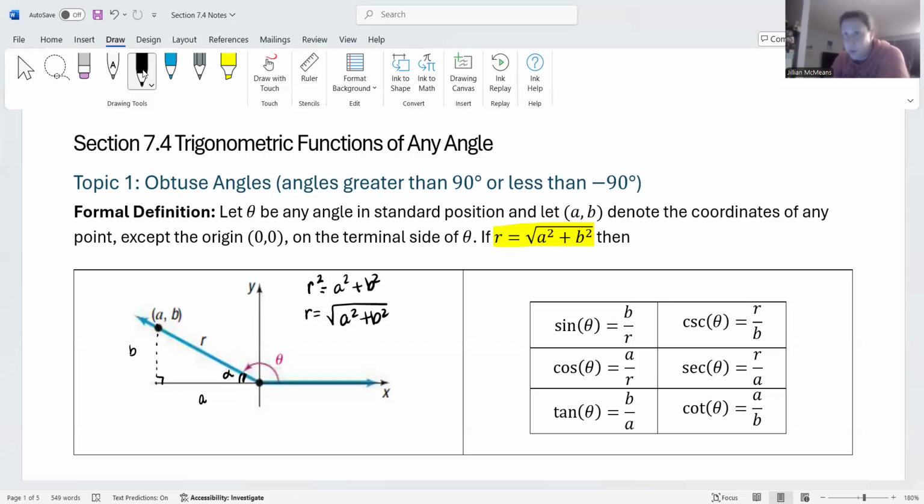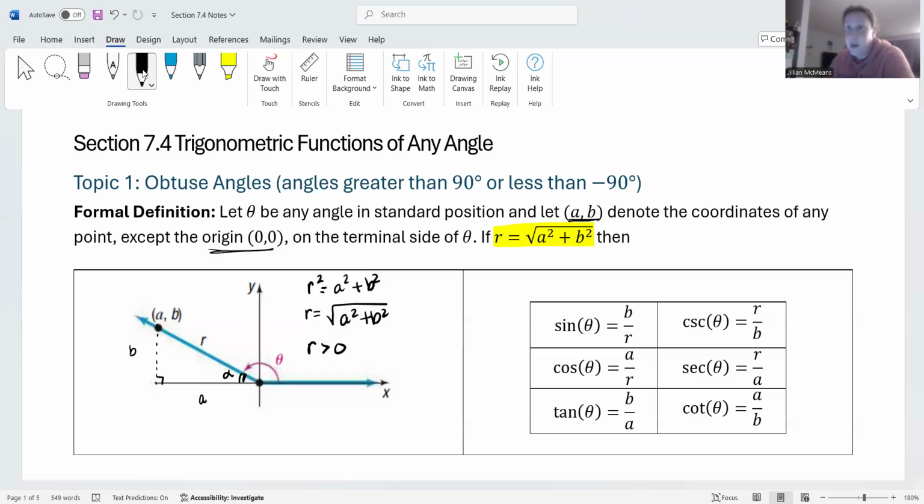Now let's think about a couple more things. We were told flat out that (a, b) is going to be some point on the terminal side of this angle except the origin, okay? So it can't be the origin, it has to be any other point. So that tells me that this distance from the origin to (a, b) has to exist, so it's positive. So we know that r is always positive, okay?